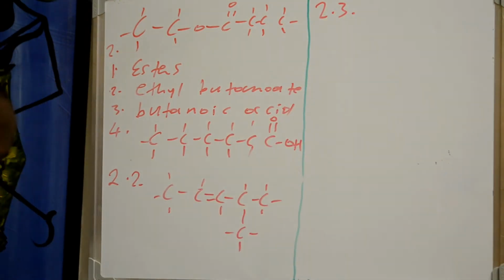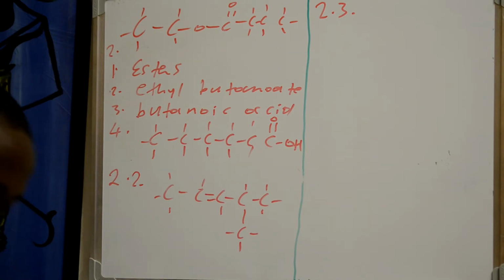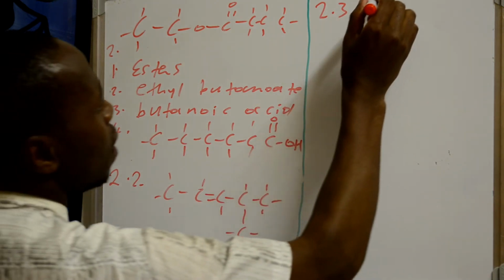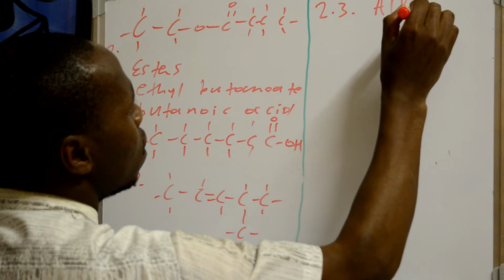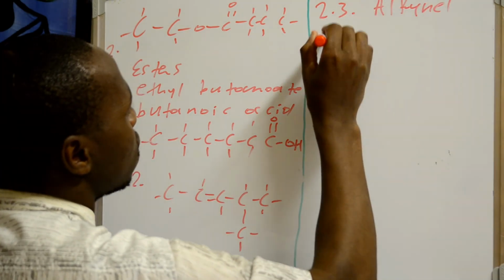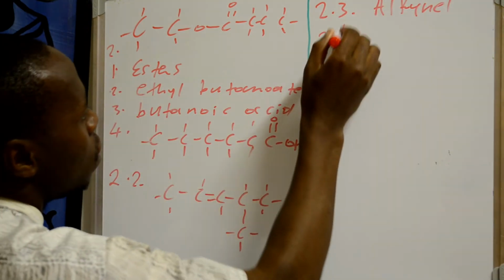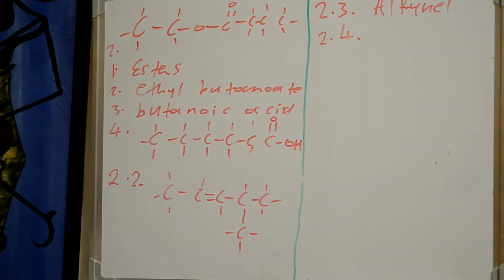2.3. Consider the structural formula. You are given the structural formula. For this compound, write down the general formula of the homologous series to which this belongs. When we look at that, we see a triple bond. So this is an alkyne. That is the homologous series. These are alkynes.